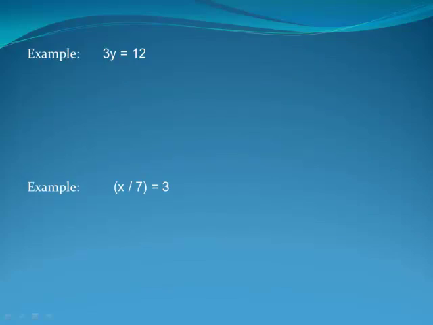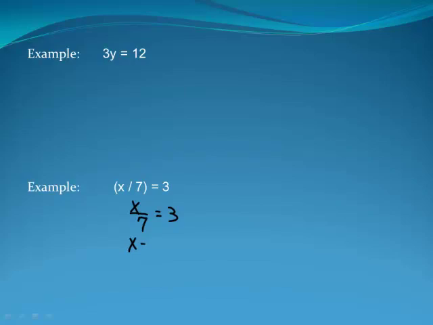Another example, x divided by 7 equals 3. Not sure where that other problem went. That's kind of odd. I'm going to rewrite that as x divided by 7 equals 3. All right, we're interested in solving for x. So notice that this is a division problem.